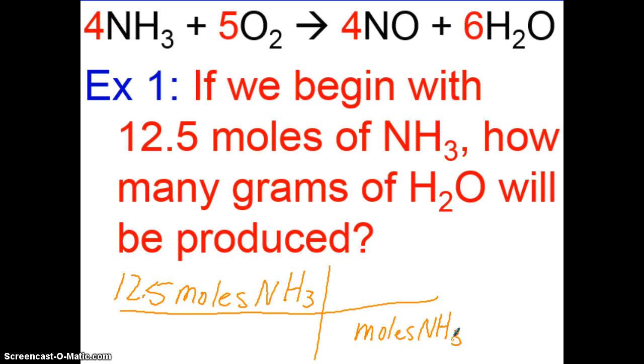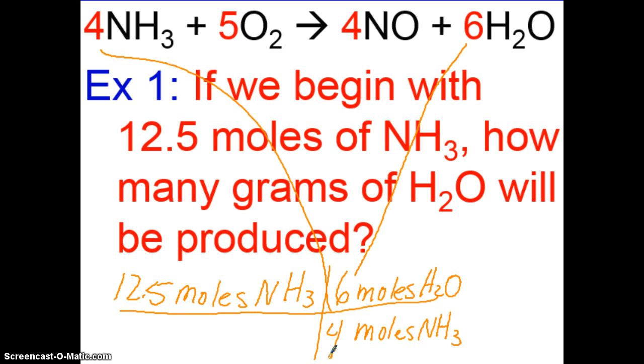And instead of changing it to grams of something, I'm wanting to change it to H2O. Now I can only change from one chemical to the next using the magical step. And here's where I put my numbers, my coefficients from the balanced equation. So I'm going to put a 6 right here for the H2O, and I'm going to put a 4 down here for my NH3.